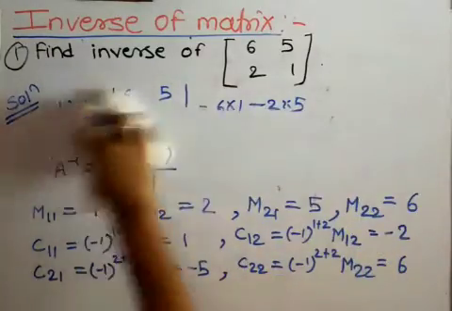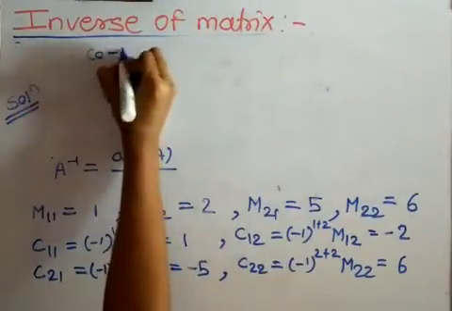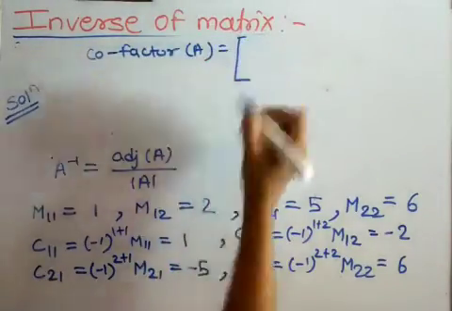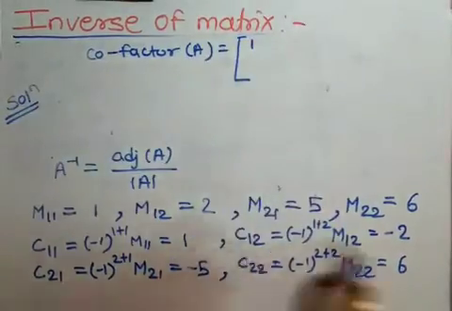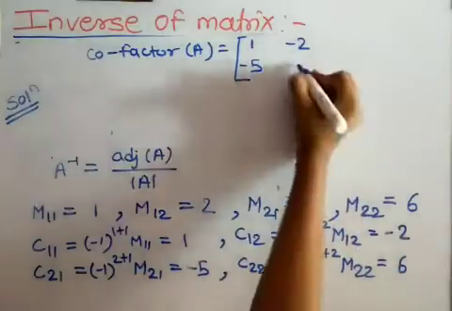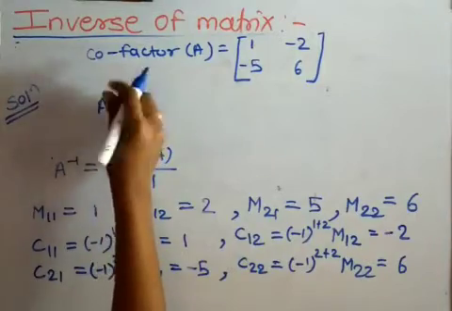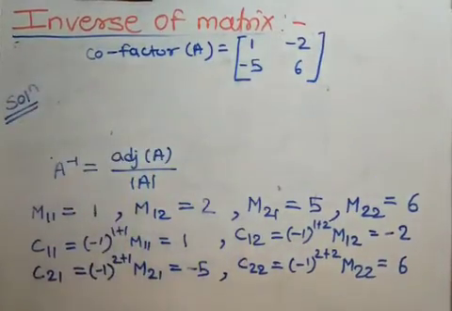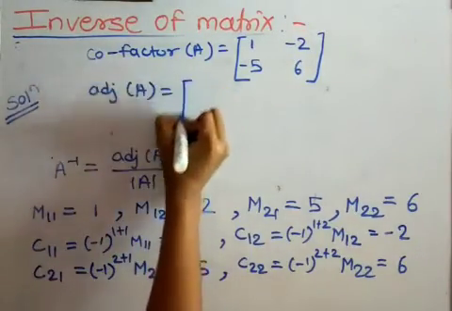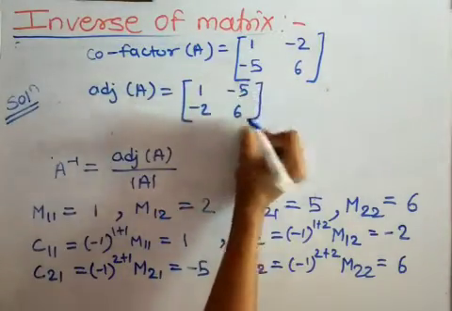Now write this as a cofactor matrix. C11 is 1, C12 is minus 2, C21 is minus 5, C22 is 6. After that, we want to find the adjoint of A, which is the transpose of the cofactor matrix. So rows become columns: 1, minus 5, minus 2, 6. Okay, this is our adjoint.